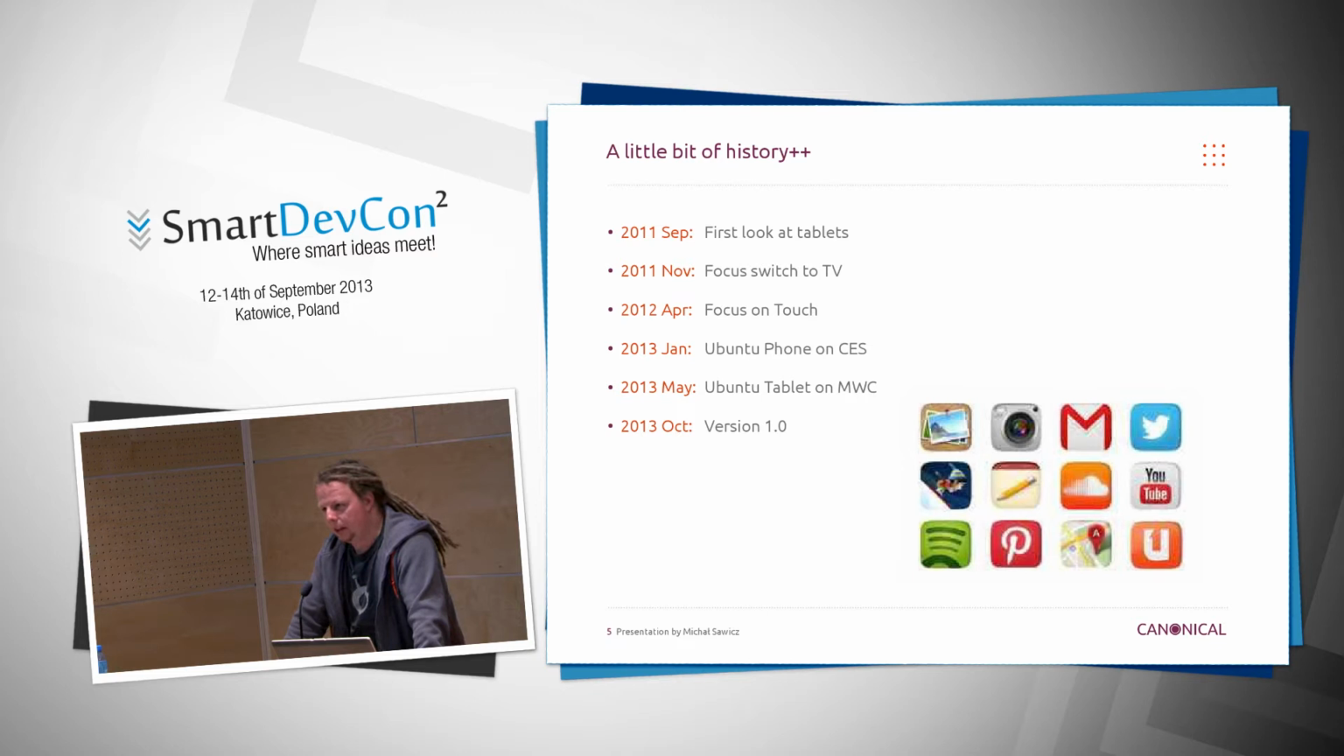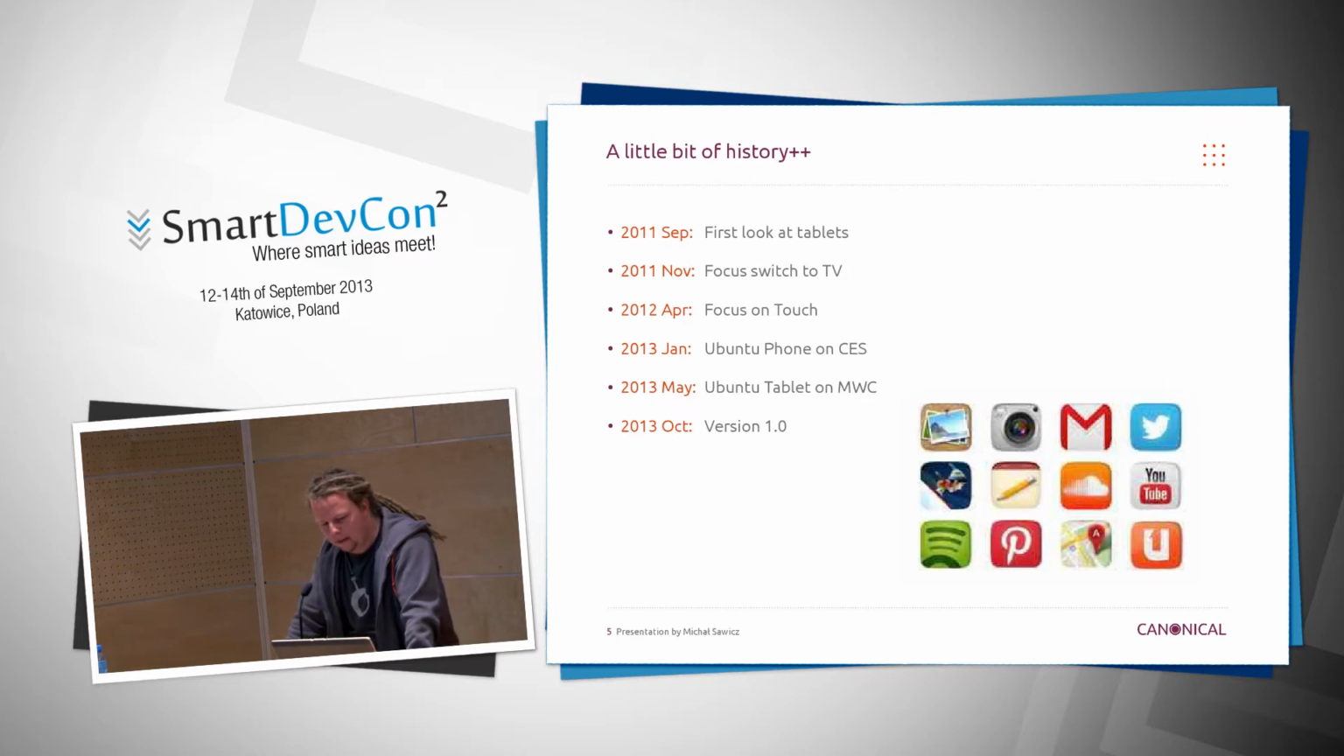A little bit of history. In September 2011, when I joined Canonical, soon thereafter we started looking at moving Ubuntu to a tablet device, but for different reasons, mostly business reasons, we switched our focus to Ubuntu TV in November that year. We introduced Ubuntu TV, which was then based on Unity 2D, which was a QML version of the Unity desktop environment that we had. And we were working on the TV for quite some time.